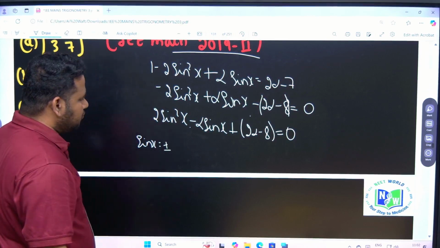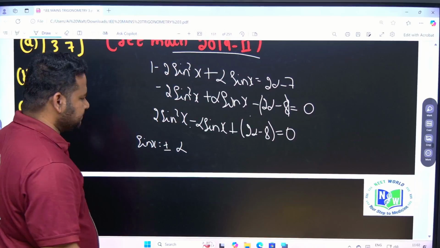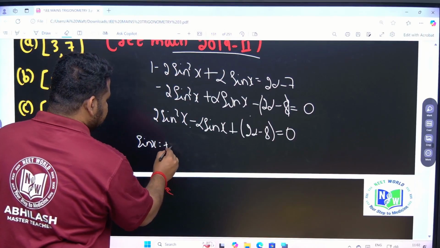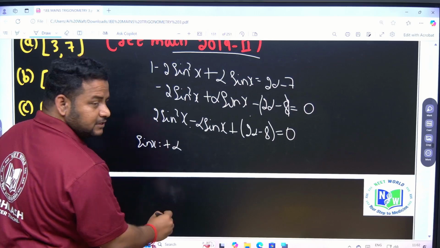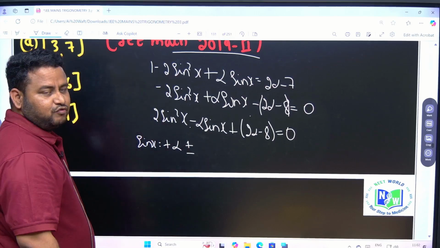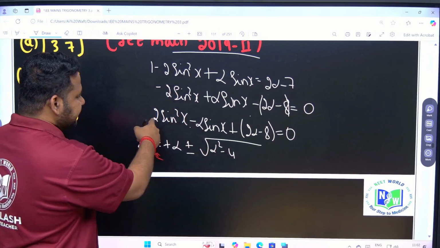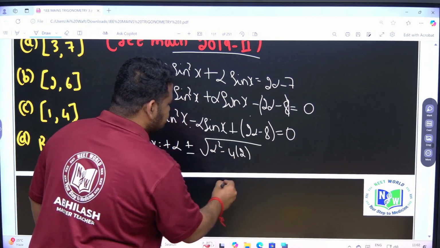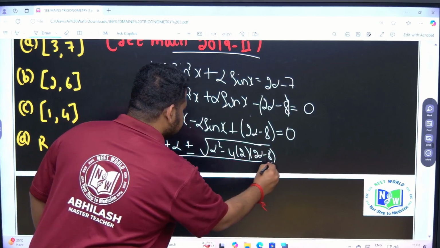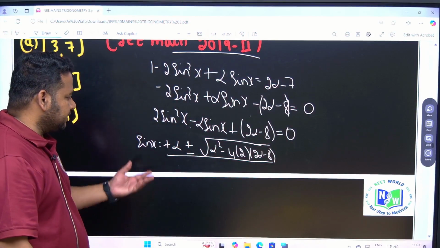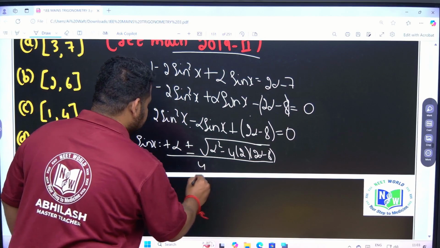What is b? b is minus alpha. The formula is minus b plus or minus root of b square minus 4ac, by 2a. Minus b means this will become plus alpha. b square is nothing but alpha square. a is 2. c is 2 times alpha minus 8. So this 2a is nothing but 2 into 2, 4. So what will I get?